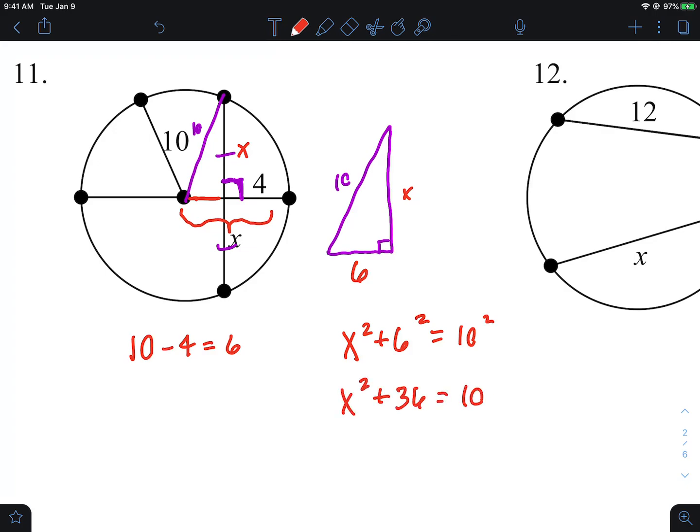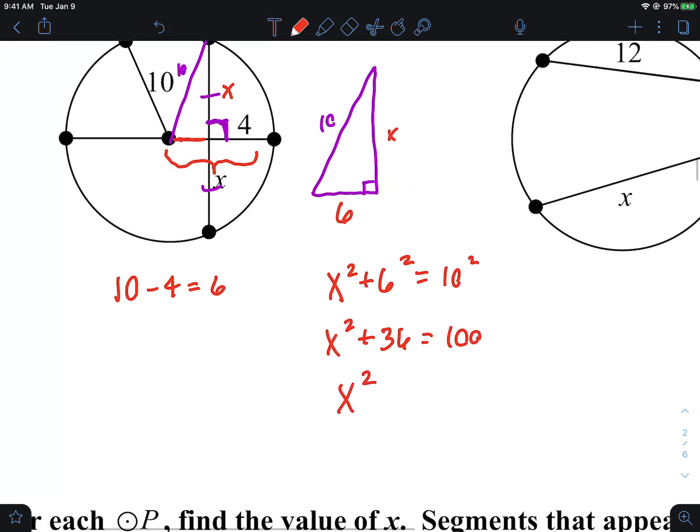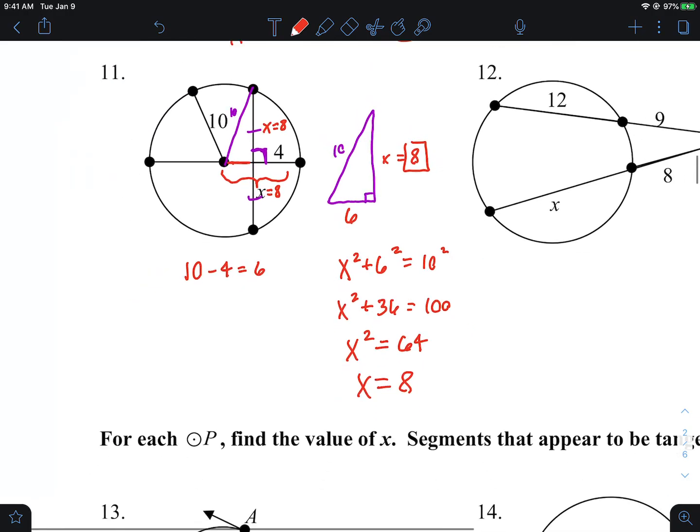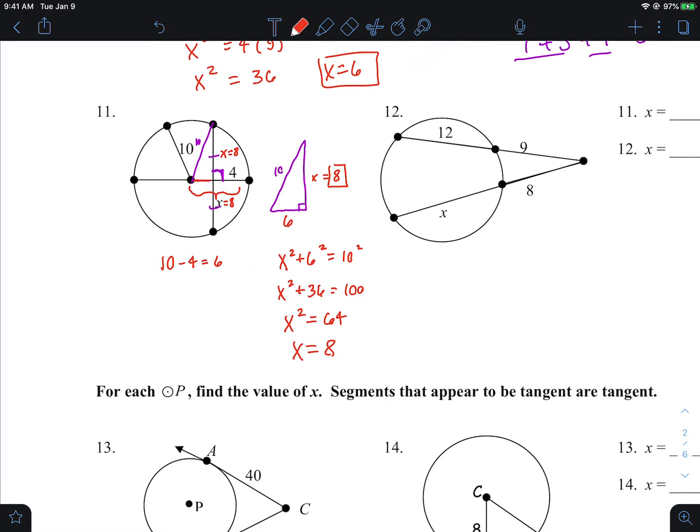This is one of the Pythagorean triples. If you don't recognize that, it's not a big deal. Just regular Pythagorean theorem should get you 8. So if that is 8 right here, then that means that piece is 8 right there because it's going to be bisected. Okay, and that property is only true if you have a perpendicular line and it is a diameter or a radius right there. So that's that.